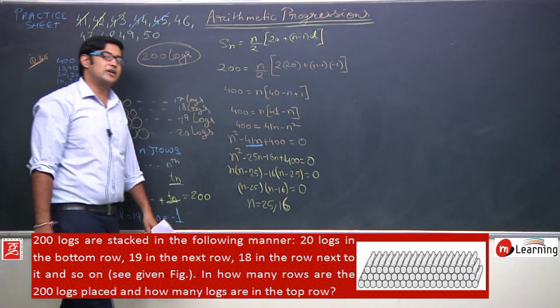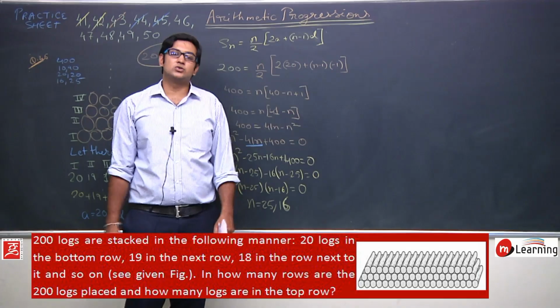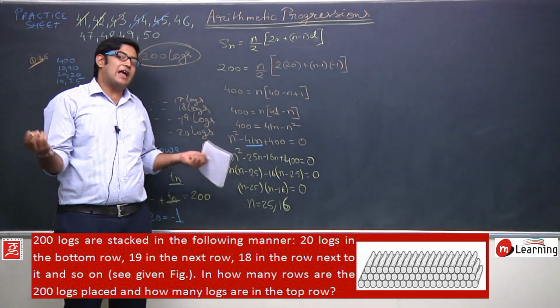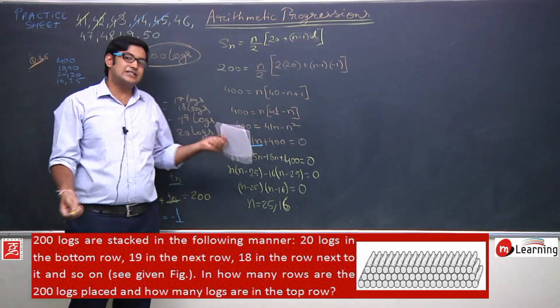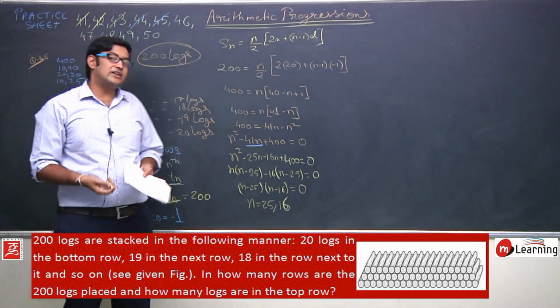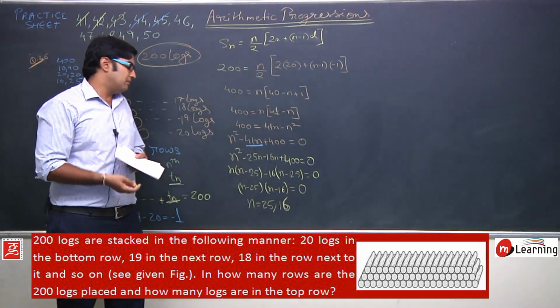Now n is 25 or n is equal to 16. So what does this mean? We have two different values of n, one is 25 and one is 16. So which value should we take and which value should we reject? This is the main challenge.